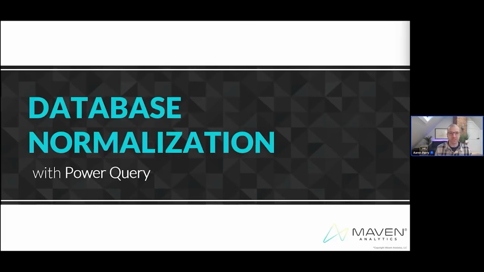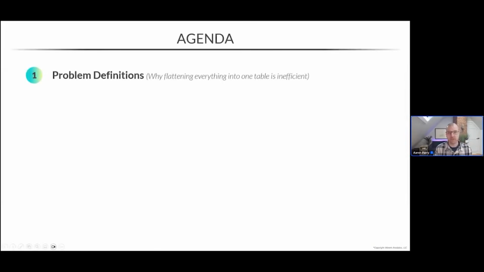Really just want to use these to help illustrate some of the points and the concepts that we're going to be covering using Power Query today. A little bit of the agenda today. We'll start with a problem definition, right? Why flattening everything into one table is really inefficient. Certainly different use cases when this might be beneficial, but generally speaking, within Power BI, this leads to a very inefficient and bloated model. So we're going to talk about some of the database normalization basics.